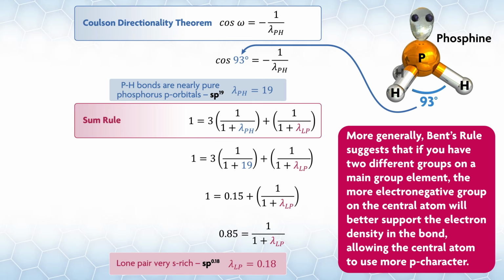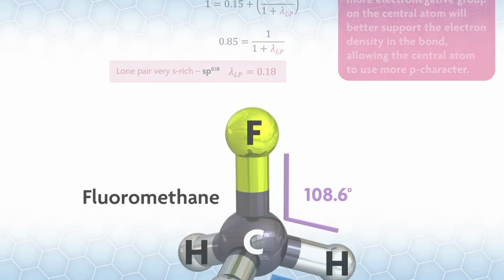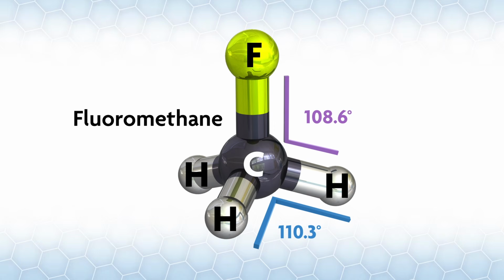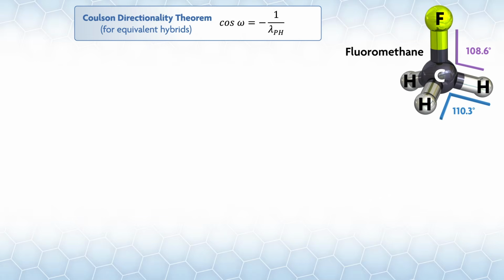More generally, Bent's rule suggests that if you have 2 different groups on a main group element, the more electronegative group on the central atom will better support the electron density in the bond, allowing the central atom to use more p-character. Let's look at a different example where we have no lone pairs but different bond types. For fluoromethane, we get a geometry that has 3 equivalent CH bonds with angles of 110.3 degrees between them. We can analyze the electronic structure here to see how the structural perturbation has affected the electronics.